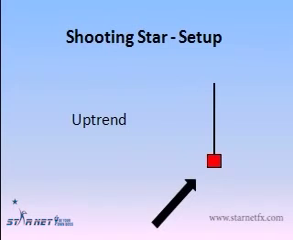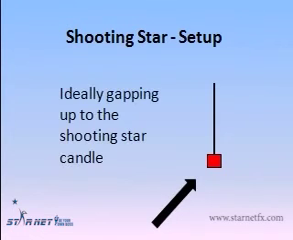The setup leading into a valid shooting star reversal pattern must be an uptrend. If you don't have an uptrend, then it's not a valid shooting star pattern. And ideally, we'll see a gap up to the shooting star. Of course, this won't apply to continuous markets such as Forex, but ideally, we're looking for an uptrend with a close of the candle preceding the shooting star pattern, say for example here, and then price gapping up on the open to start the shooting star pattern here.